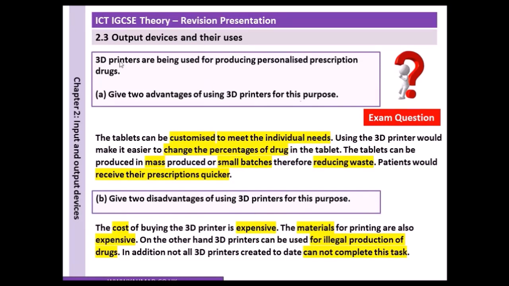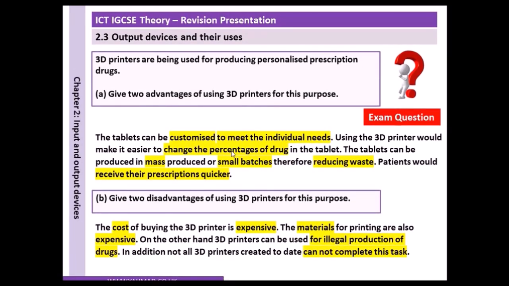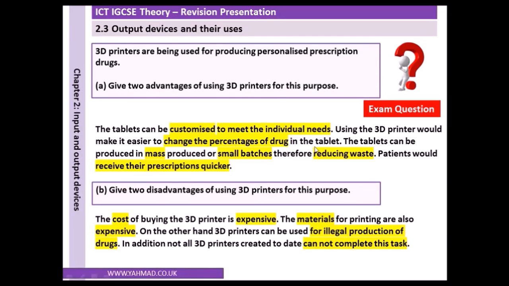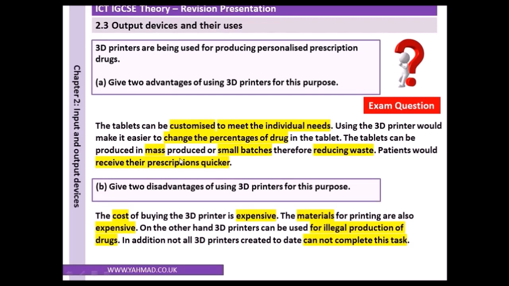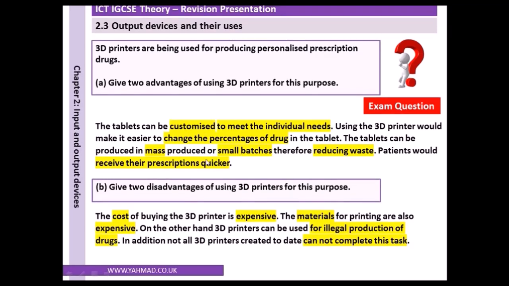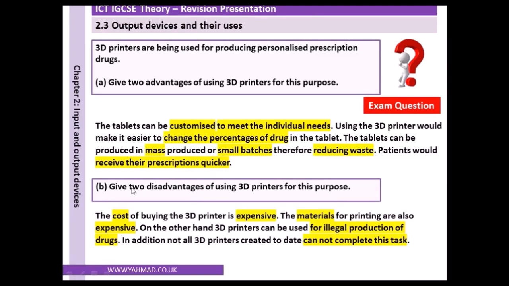Okay, so here's an exam question. 3D printers are being used for producing personalized prescription drugs. Give 2 advantages of using 3D printers for this purpose. The tablets can be customized to meet the individual needs. Using a 3D printer would make it easy to change the percentage of the drug in the tablet. The tablets can be produced in mass or small batches, therefore reducing waste. Patients would receive their prescriptions quicker.